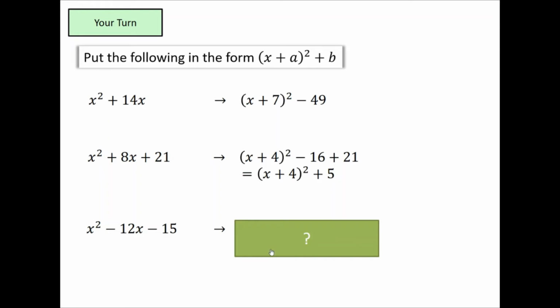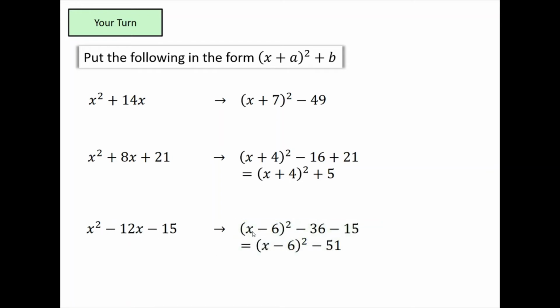And the last one, x squared minus 12x minus 15. So that becomes x minus 6 all squared minus 36. That was your 6 squared. So again, remember, it's always take away. And then minus 15, that was already there. So then you simplify the minus 36 minus 15 gives us minus 51.